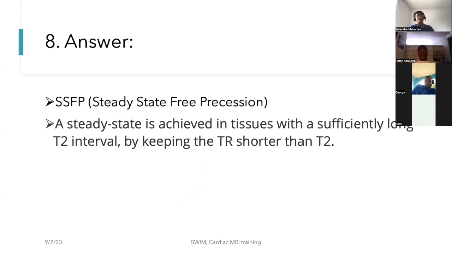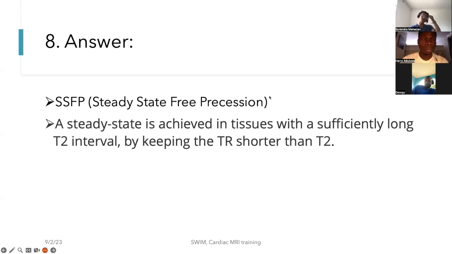What actually happens is when we keep the TR very shorter than T2, the longitudinal magnetization like this doesn't slip. Or even if it slips, it's precession in the steady state like this. So there won't be change. That's called steady state precession.